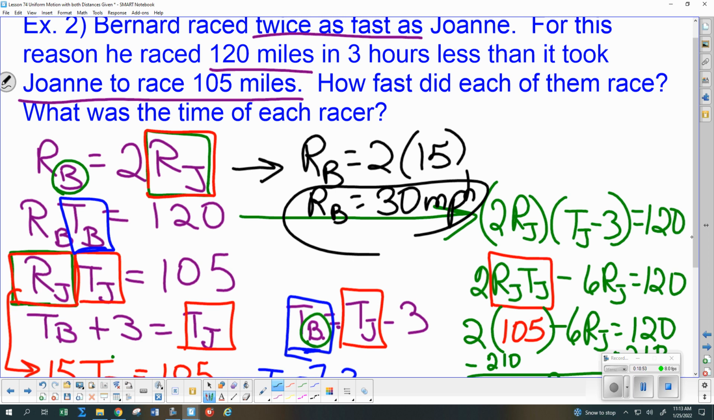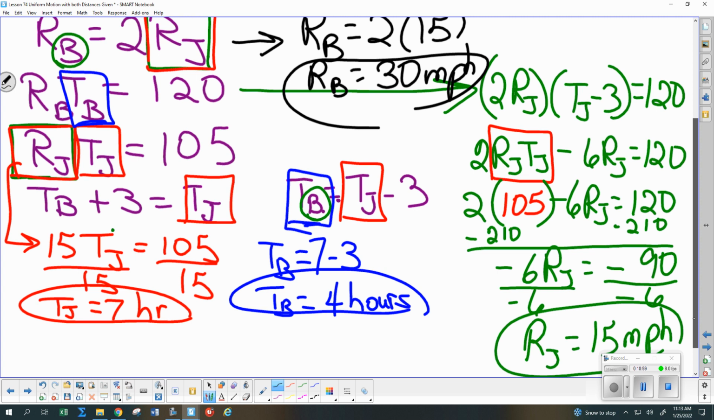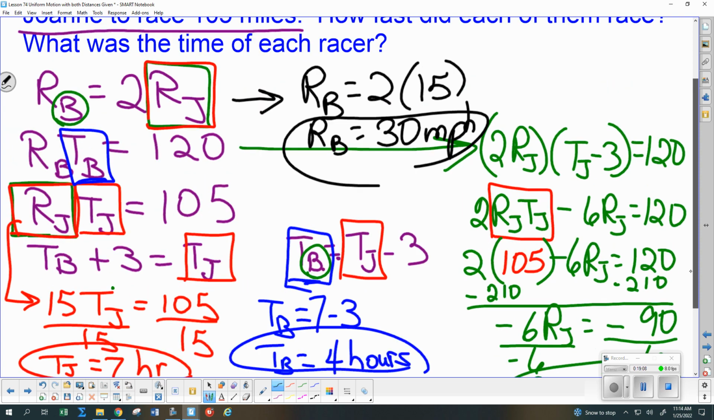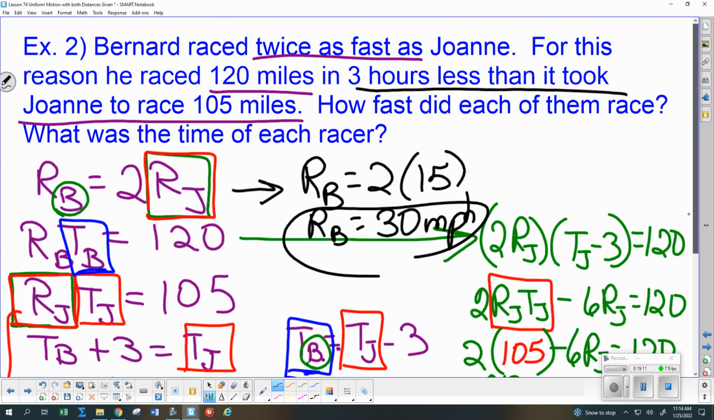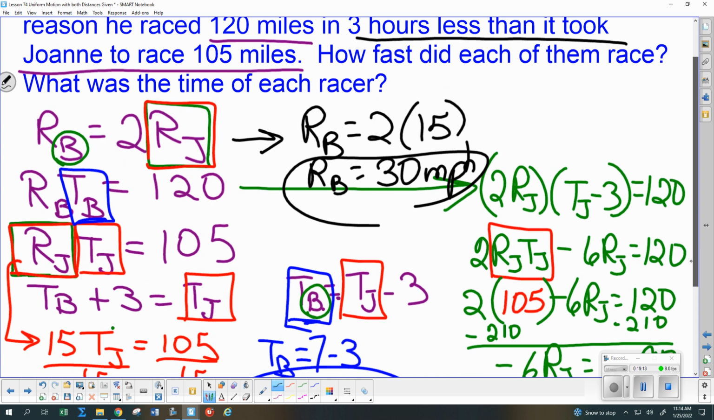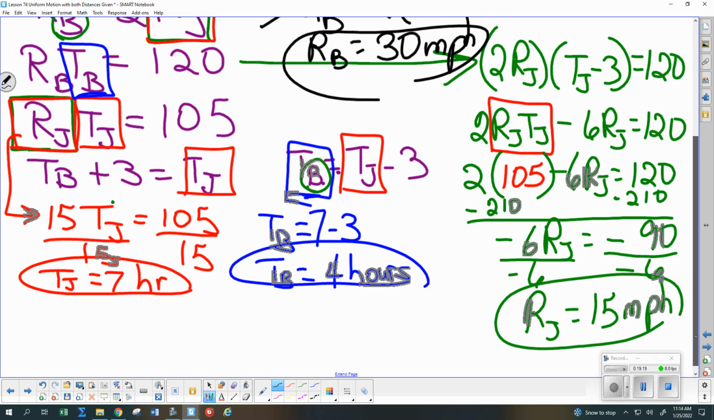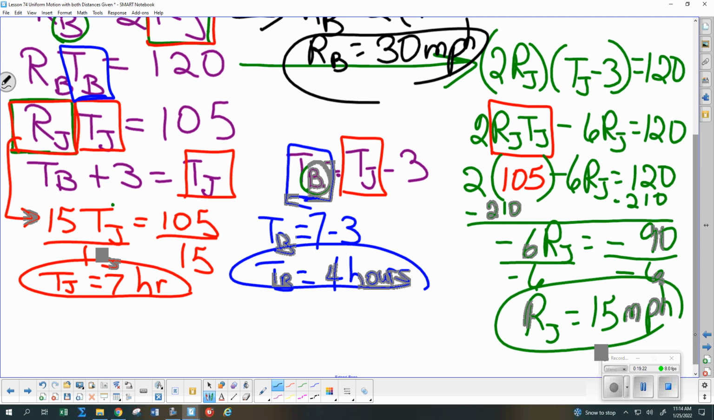Three hours less than Joanne. So let's see if our answers make sense. So Bernard's time was 4 and Joanne's was 7. Was Bernard's 3 hours less than Joanne's? That makes sense. It also says Bernard went twice as fast. Bernard went 30 miles an hour and Joanne went 15 miles an hour. Does that make sense that Bernard went twice as fast? And that's always a good idea. So thanks for bringing up that question. That's always a good idea.